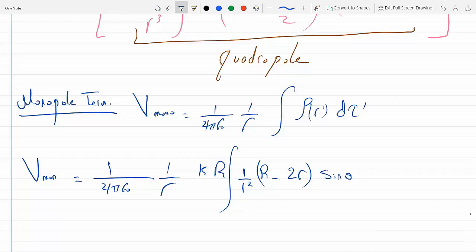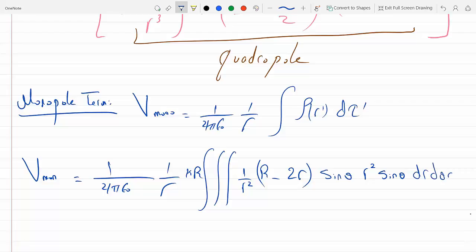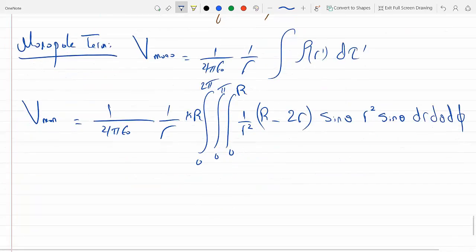This is a volume integral. As you remember, it's r squared sine theta dr d theta d phi. These are the volume integral spherical coordinates, with r going from 0 to r, theta going from 0 to pi, and d phi going from 0 to pi. Now we can quickly simplify the d phi term. That's just going to get you a 2 pi.